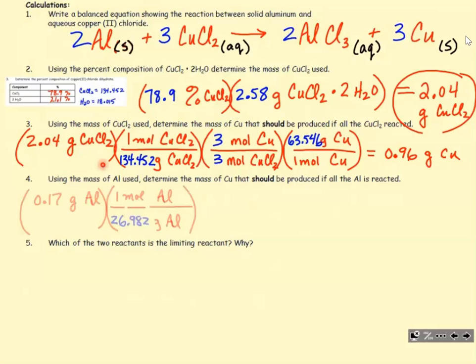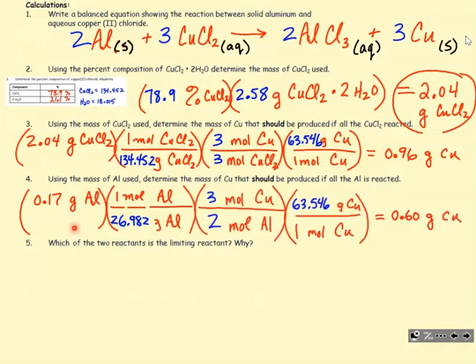And then I do that same thing with aluminum. I start with the mass of the aluminum wire, figure out how much copper that should make. From that, I can see that the aluminum is the limiting because it would make the smallest amount of copper. So when it runs out, that's how much copper I should have. That is my theoretical yield. That's how much I should make. The excess copper chloride, that was just in the beaker, and then we dumped it down the drain.